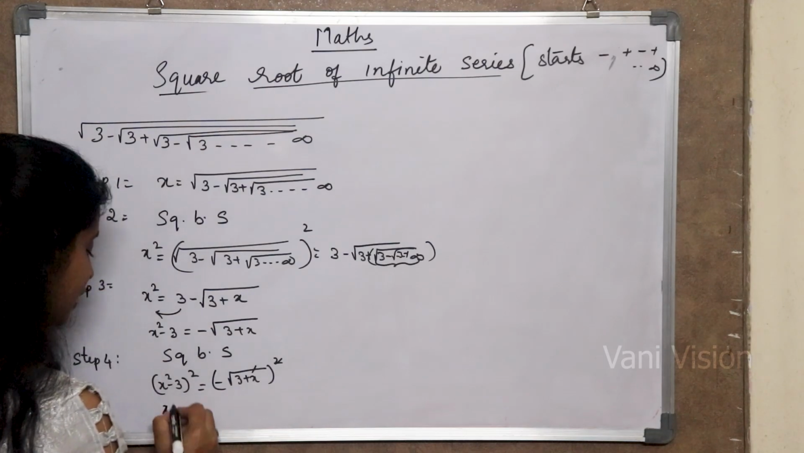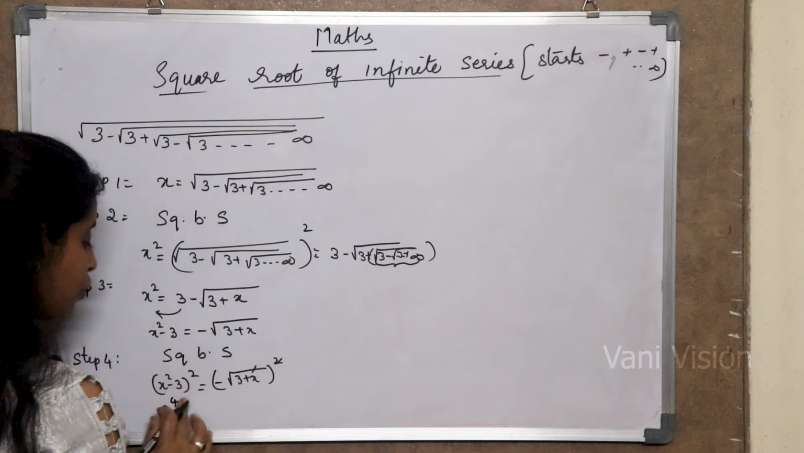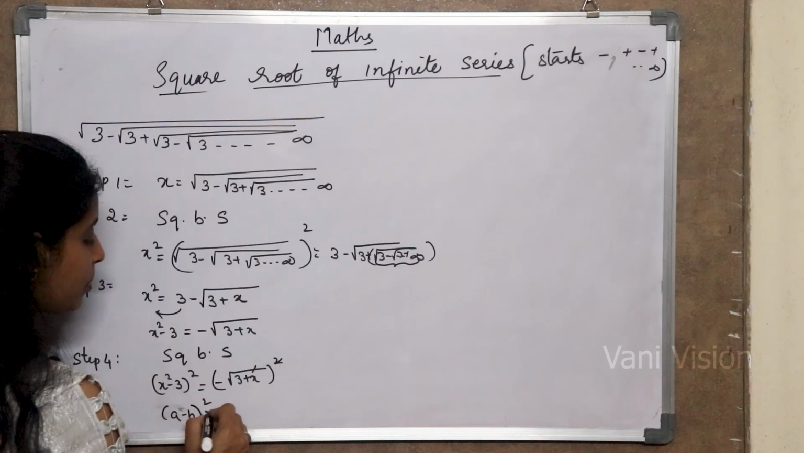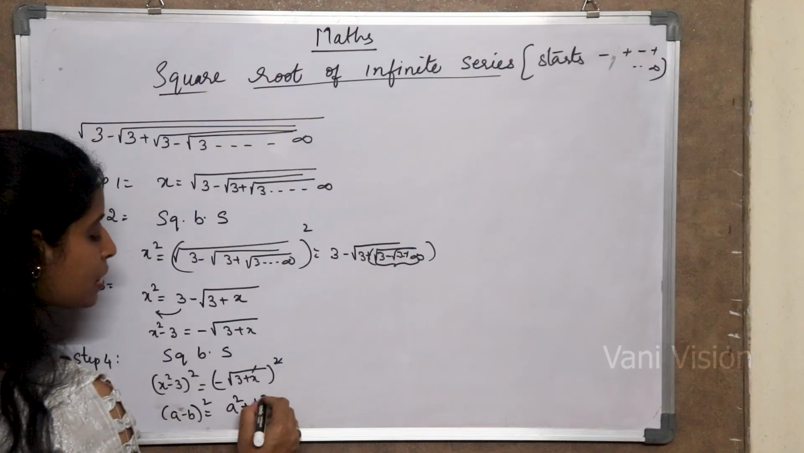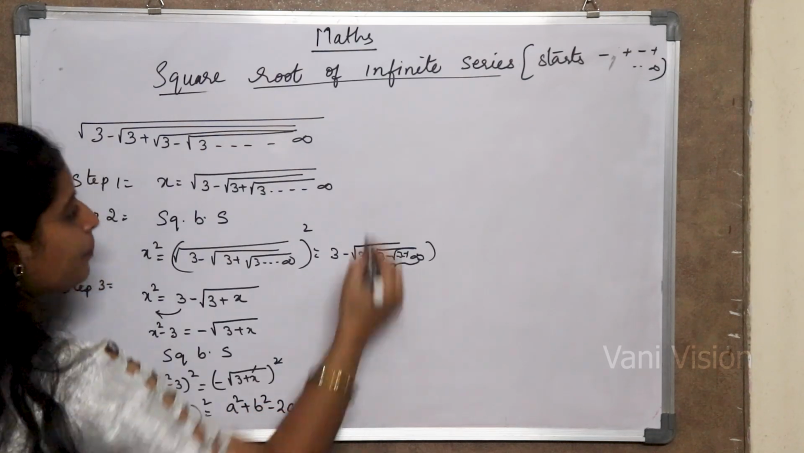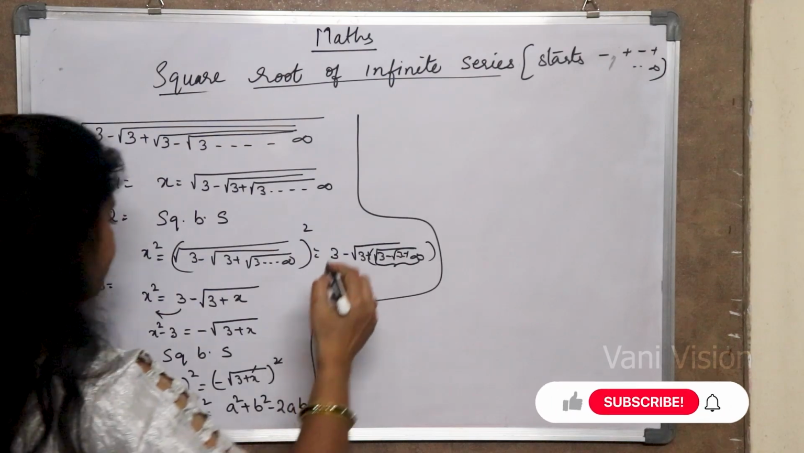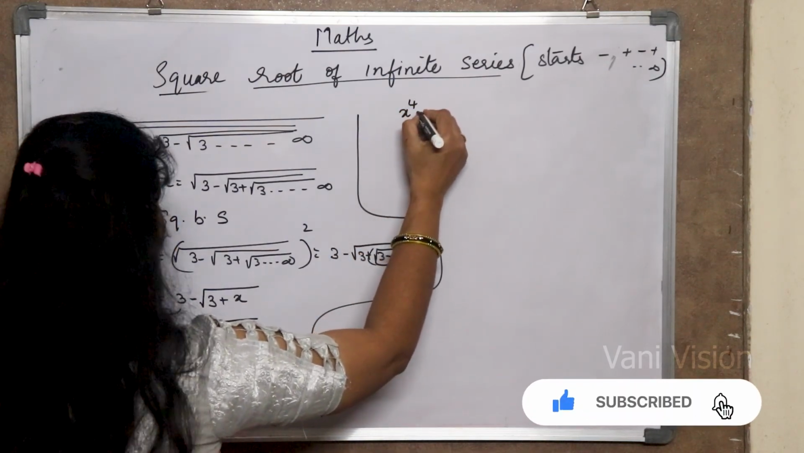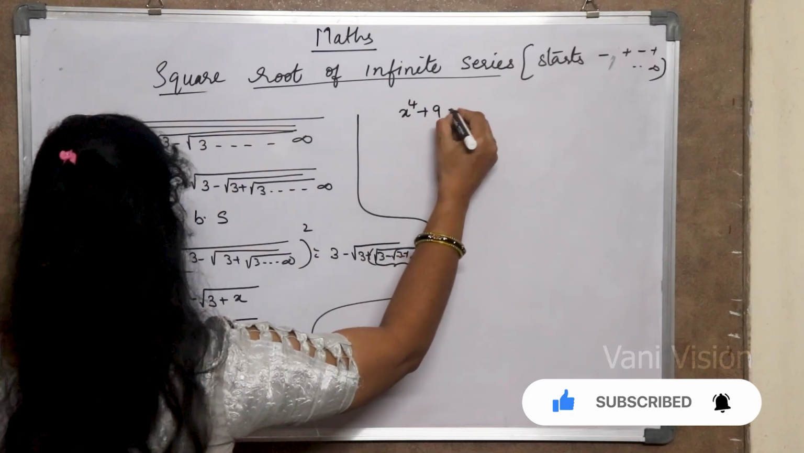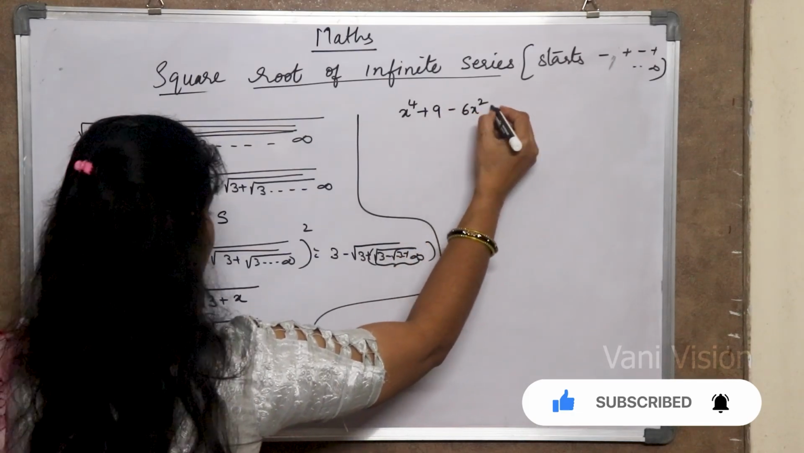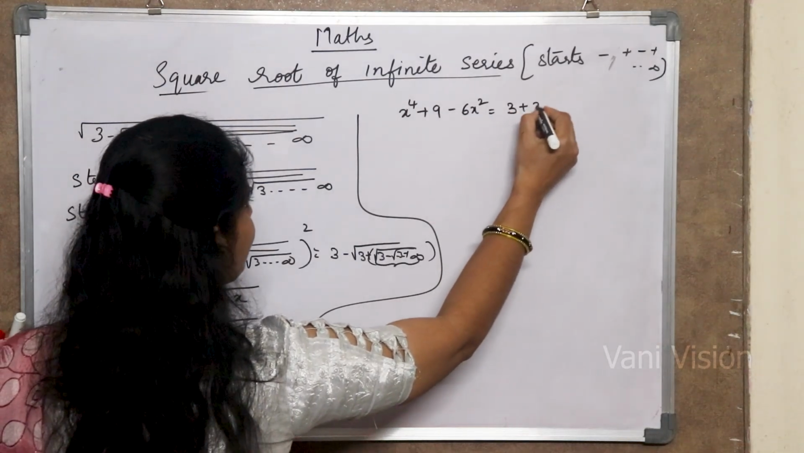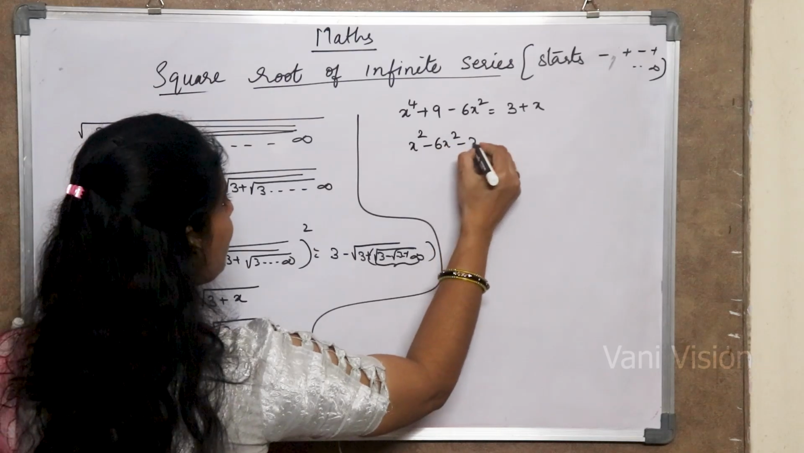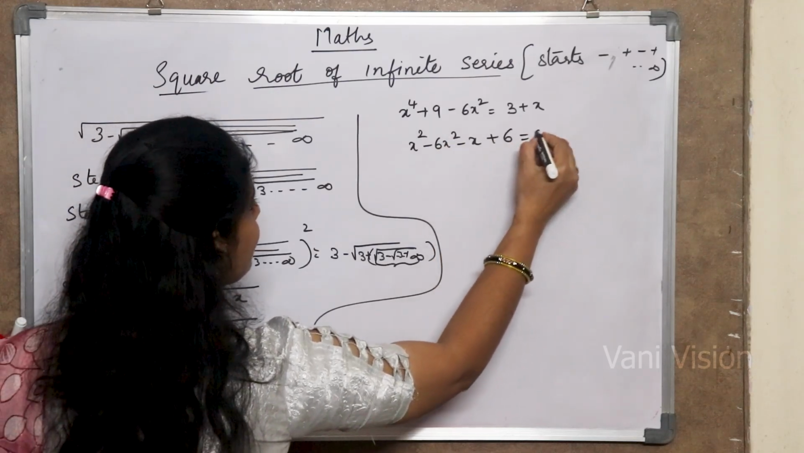Then x power of 4. So again you may get a doubt about how I have done this. I have used the a minus b whole square formula: a square plus b square minus 2ab. So here comes x power of 4 plus 9 minus 6x square is equal to 3 plus x. Now bring this to this side: x power of 4 minus 6x square minus x plus 9 minus 3, that is plus 6, is equal to 0.